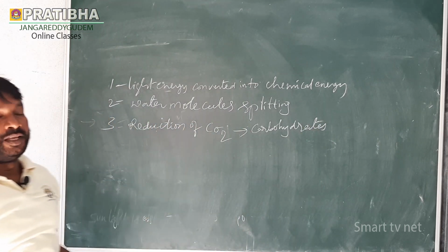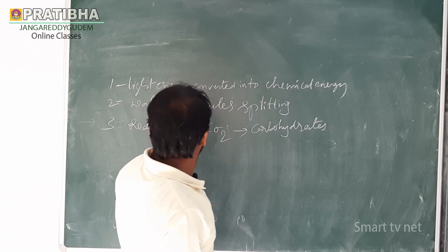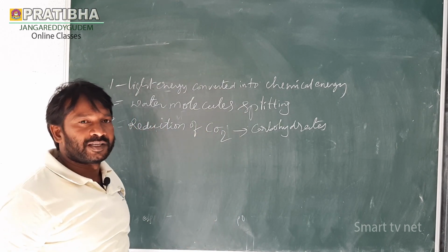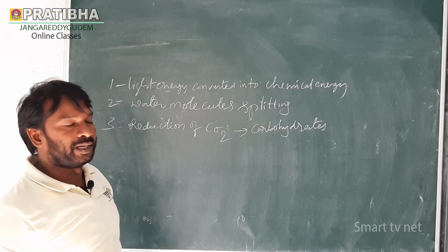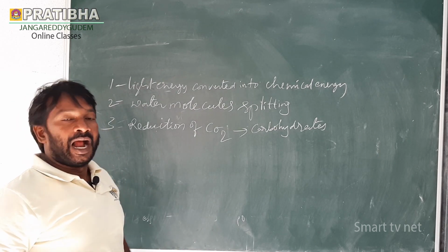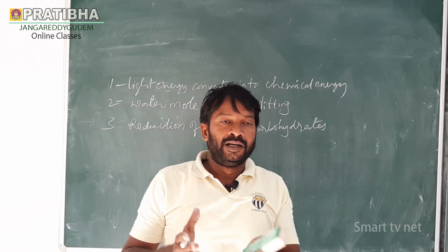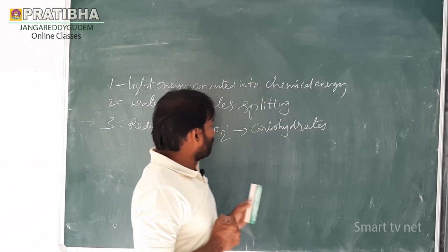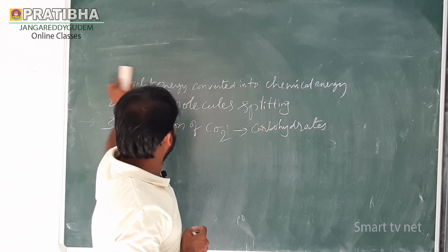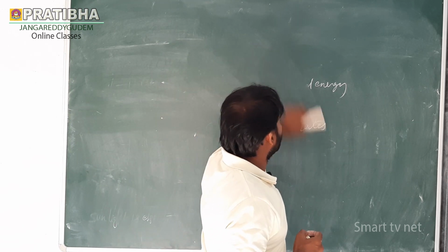Mainly these 3 events occur during photosynthesis. In the photosynthesis process, some of the events are initiated by light, and some events may occur even without light. So in photosynthesis there are 2 phases: light reaction and dark reaction.